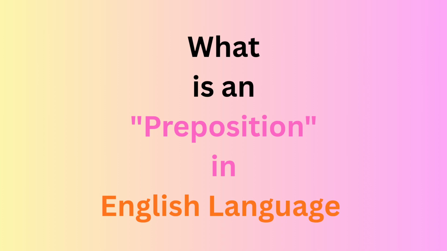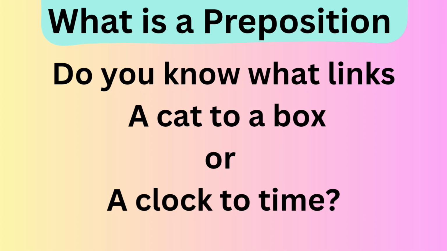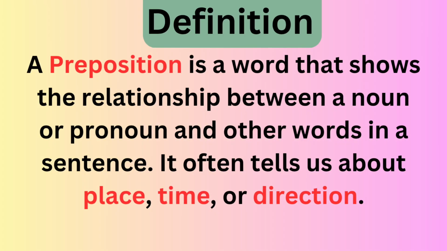What is a preposition in English language? Do you know what links a cat to a box, or a clock to time? That's the job of a preposition. Let's explore how these small words do big work in sentences. Definition. A preposition is a word that shows the relationship between a noun or pronoun and other words in a sentence. It often tells us about place, time, or direction.